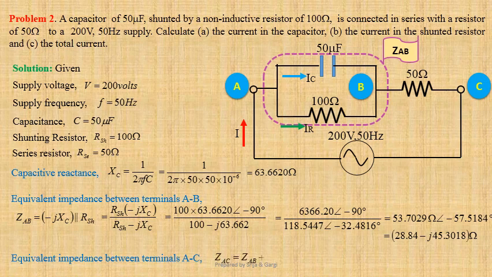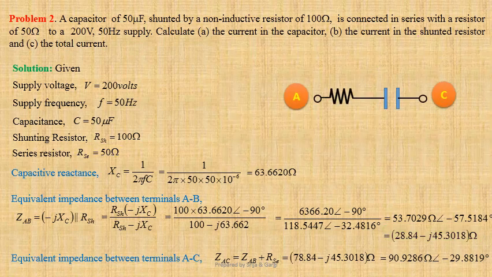Now we shall determine equivalent impedance between terminals A and C. ZAC equals ZAB plus RAC. Using values we get 78.84 minus J45.3018 ohm. This may be written as 90.9286 ohm at an angle minus 29.8819 degree. This series parallel circuit can be replaced by a simple series RC circuit where value of resistance is 78.84 ohm and value of capacitive reactance is 45.3018 ohm.